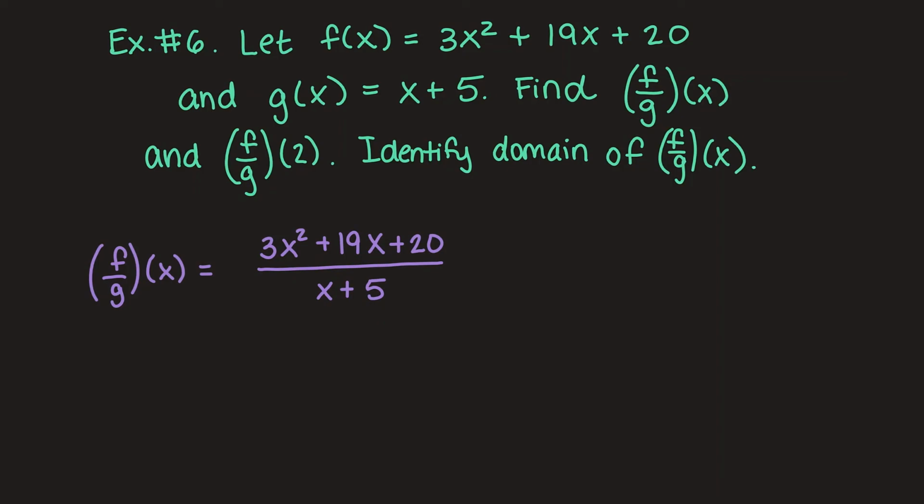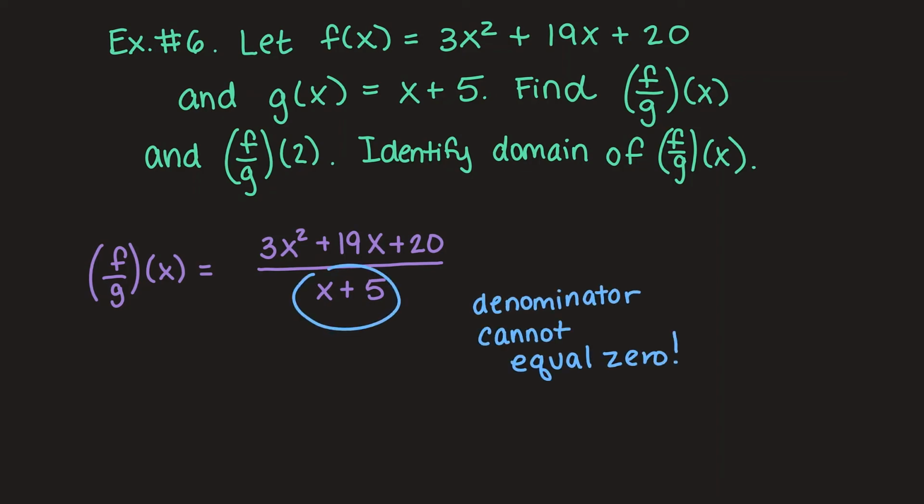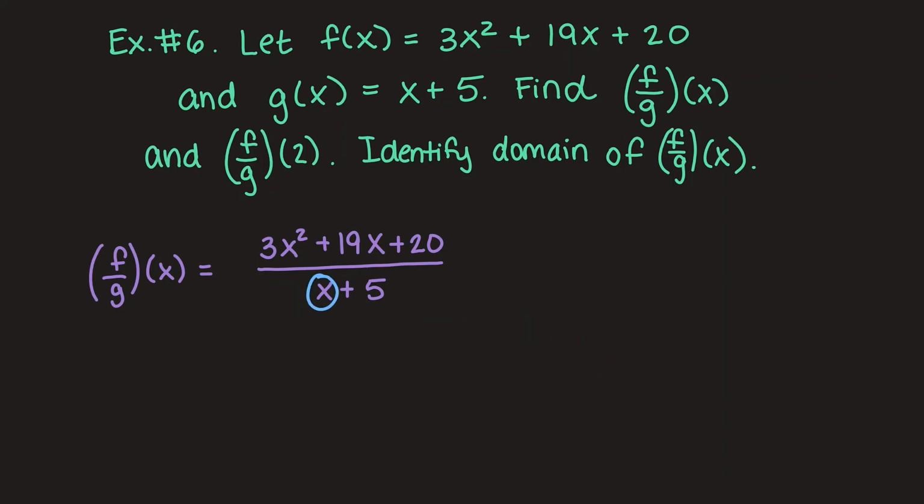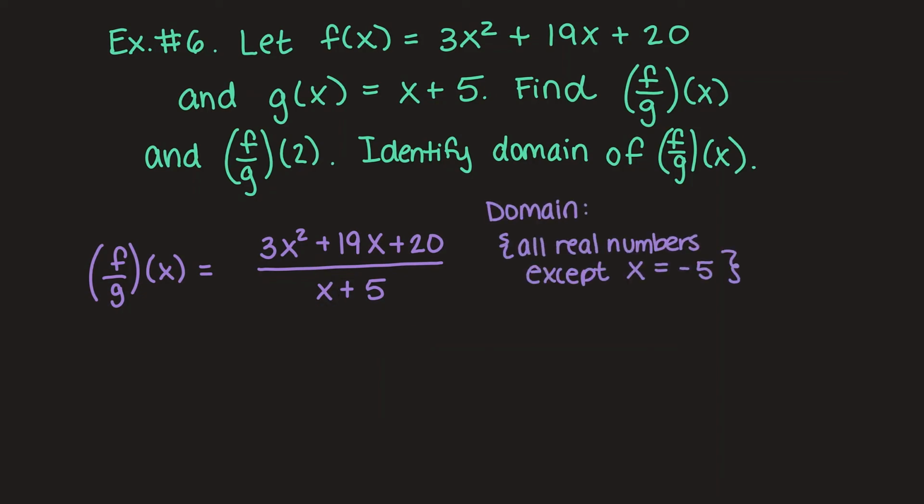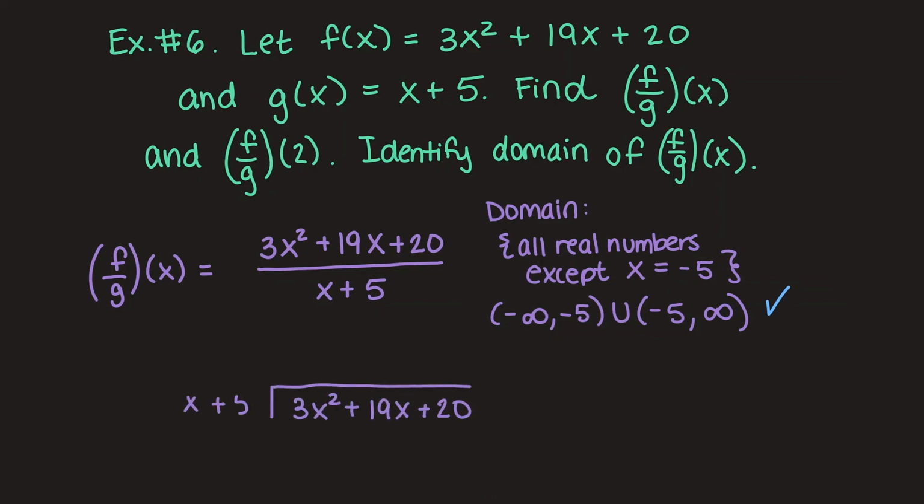However, since we have a fraction, we can never divide by 0. Therefore, our denominator cannot equal 0. And the value of x that will make the denominator 0 is negative 5. Therefore, our domain is all real numbers except x equals negative 5, or in interval notation as negative infinity up to negative 5 union negative 5 up to infinity. And now let's perform our long division.